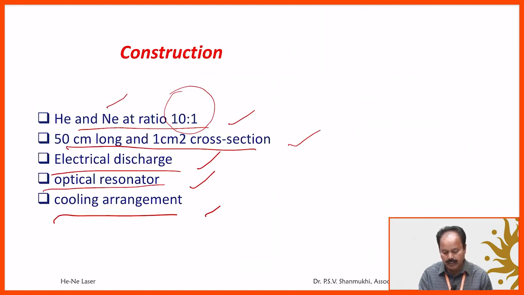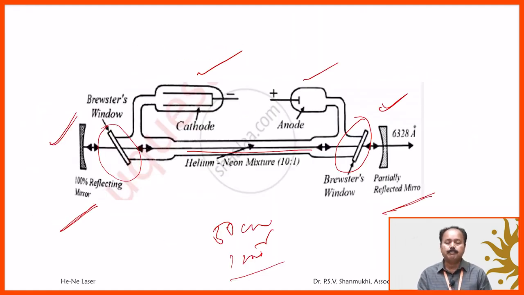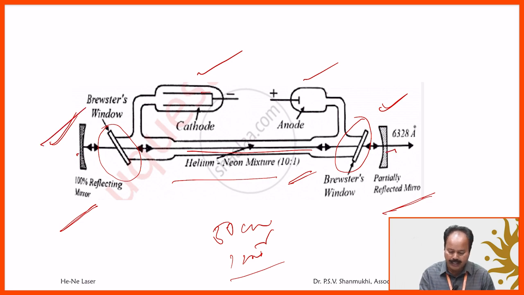In the construction point of view, just observe, it is basically a gas laser, the most powerful gas laser. This is a long discharge tube, 50 centimeters long, 1 centimeter cross sectional area, and this glass chamber is filled with helium and neon at the ratio 10:1. For every 10 helium atoms, there is 1 neon. And 2 electrodes are provided for the electrical discharge. 2 mirrors are provided on either side. That means they produce the optical resonator.